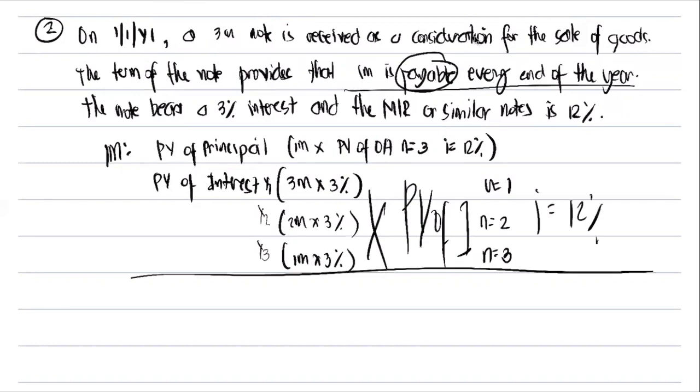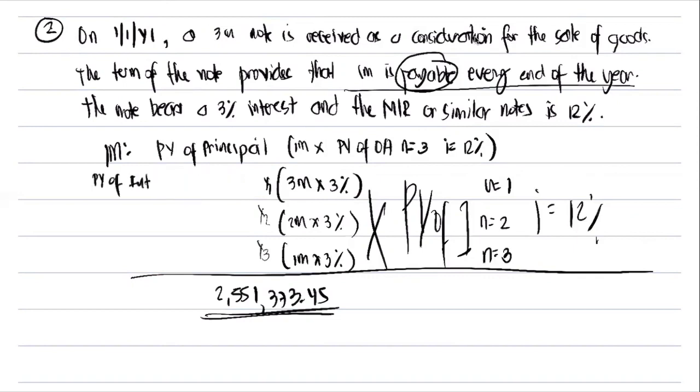So what is our initial measurement? So let's compute. So this will provide us 2,551,373.45.